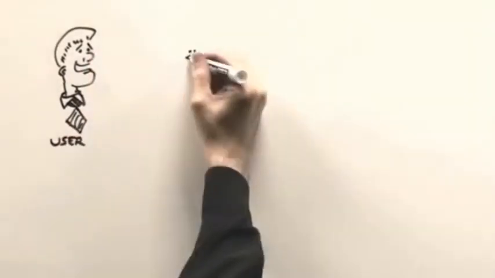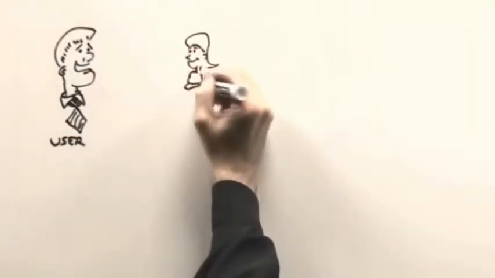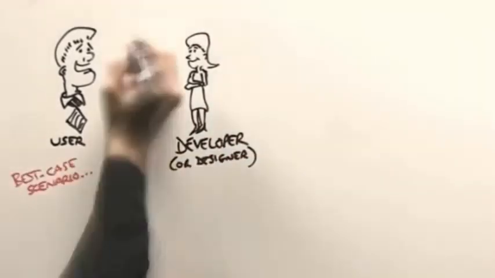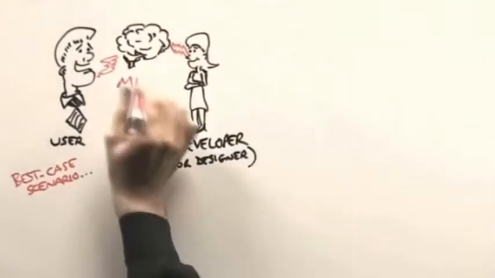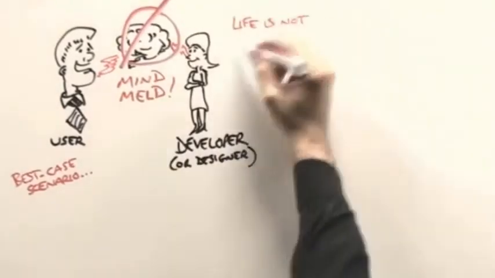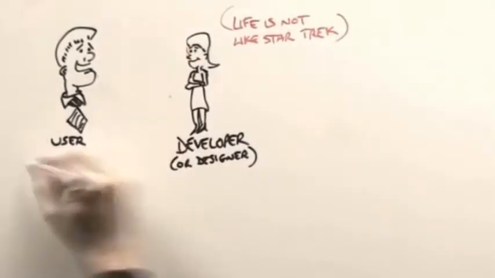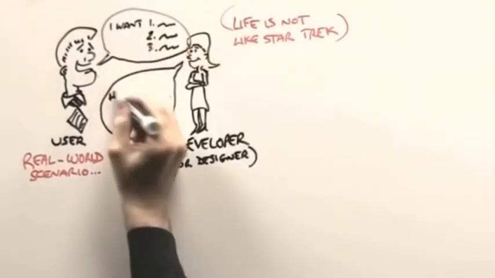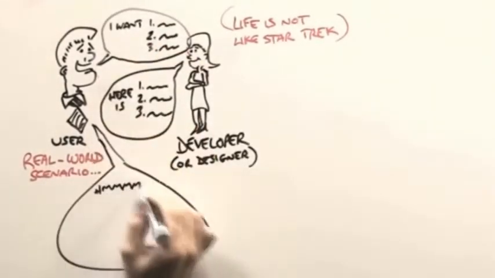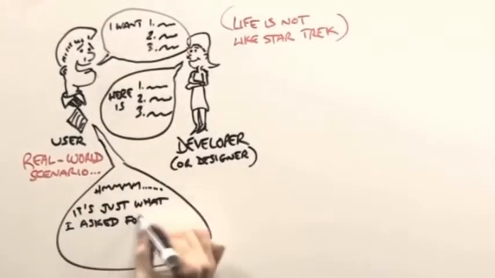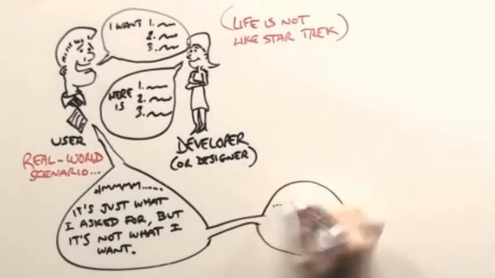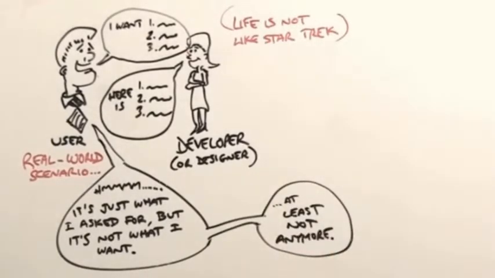Again, you start with a user with a business problem that can be solved with workflow, who goes to a developer for help with addressing this. In the best of all possible worlds, you'd be able to get the user and the developer to mind meld. But life is not like Star Trek, and mind melds aren't real. In the real world, users ask for requirements and developers try to build to them. And even when they're good at it, on the first try, what we ask for isn't always what we want. Or you build the requirements, they are what you want, but not anymore.